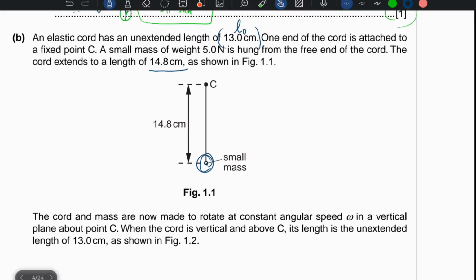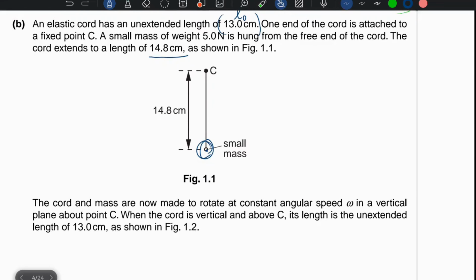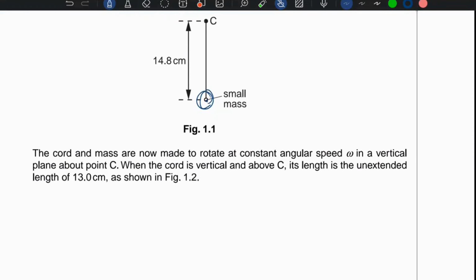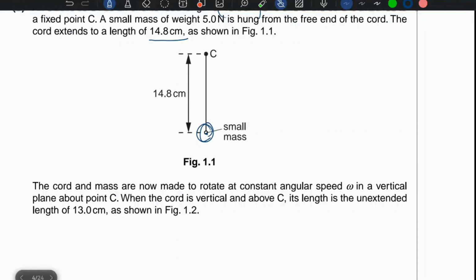The cord and mass are now made to rotate at a constant angular speed omega in a vertical plane about point C. That means the small mass is going to move in a vertical circle, because they said a vertical plane. So when the cord is vertical and above C, its length is unextended.